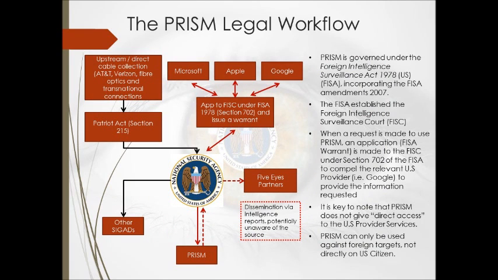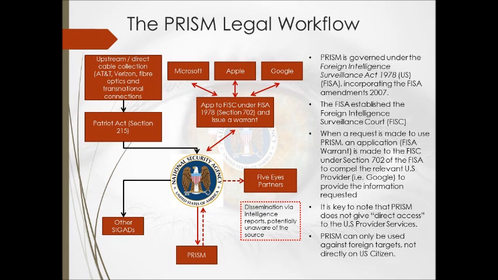Okay, so PRISM is governed by the Foreign Intelligence Surveillance Act of 1978, incorporating amendments from 2007. The Act itself establishes the Foreign Intelligence Surveillance Court. So what happens is the NSA will generate some search terms. They will then generate that into an application for a Foreign Intelligence Surveillance Act warrant under Section 702. The court will review it. If successful, they'll issue the warrant to the service provider, and the information will be retrieved back.